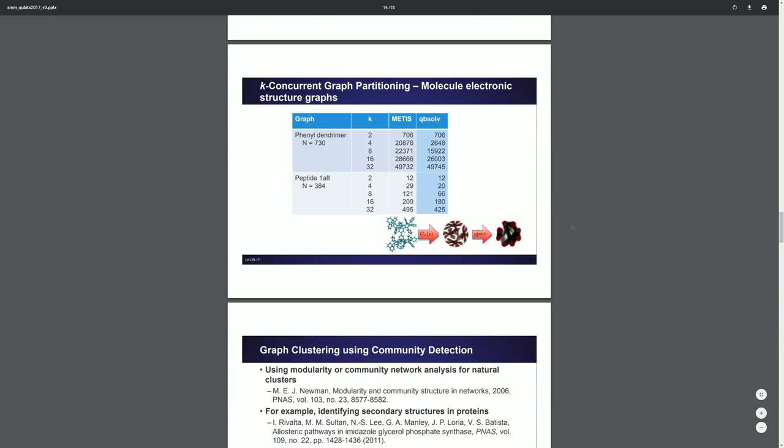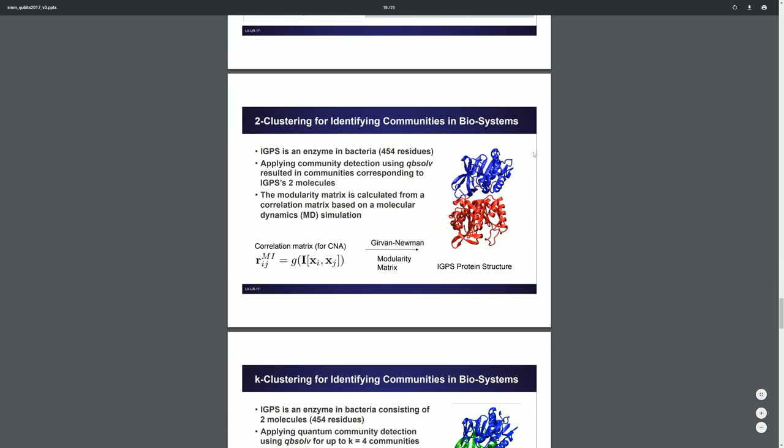Yep, calculating proteins here, protein structure, clustering for identifying communities in biosystems.